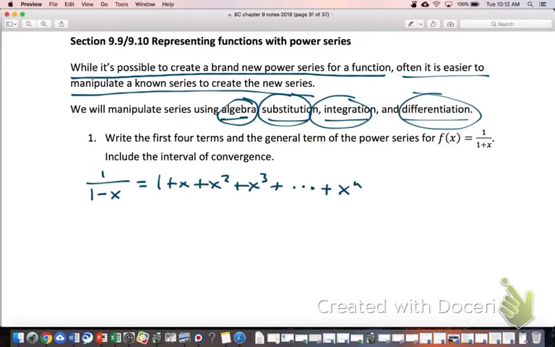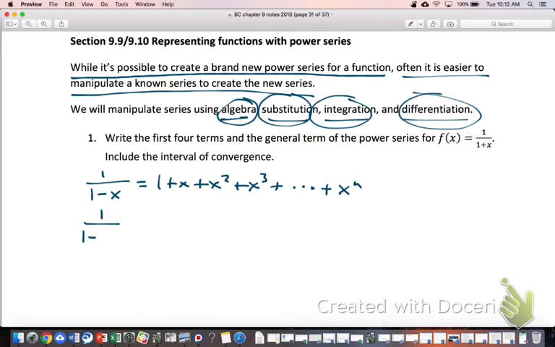plus x to the n. So Alyssa, let's hear your idea on what you substituted in. I changed x to negative x. So you plugged a negative x in for x. Now you are allowed to do that as long as you do it for all the x's, right? Okay. So let's see what that looks like over here on the left.